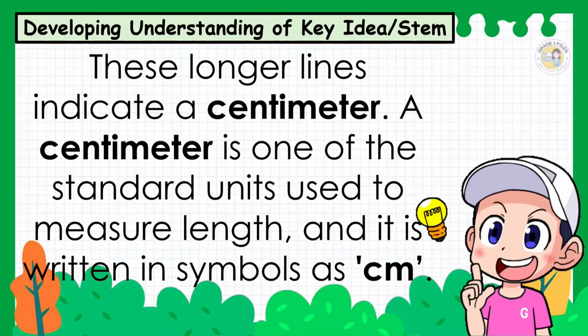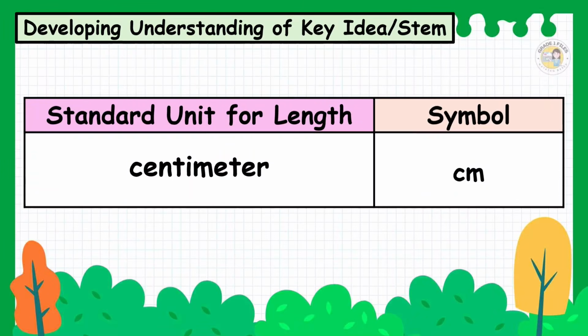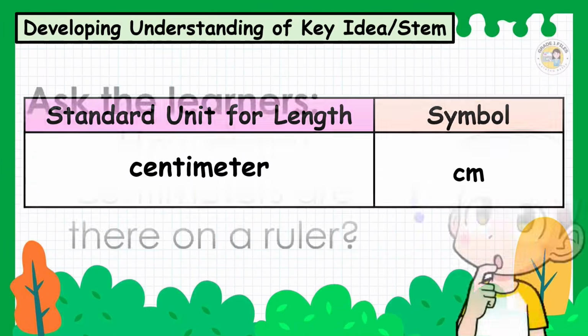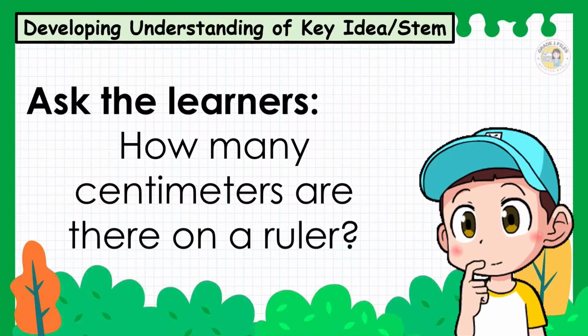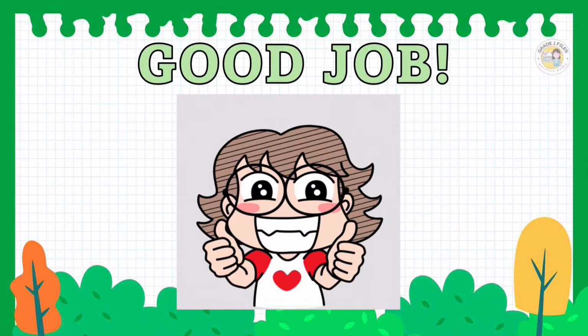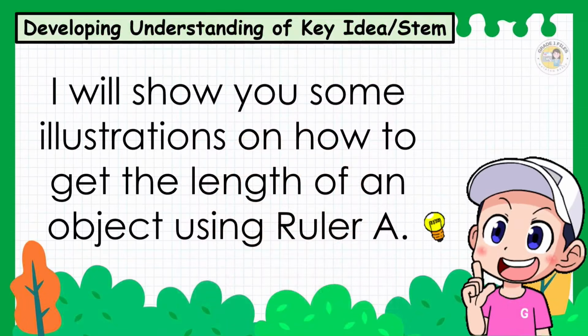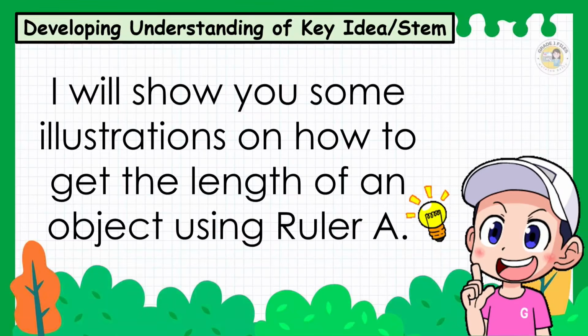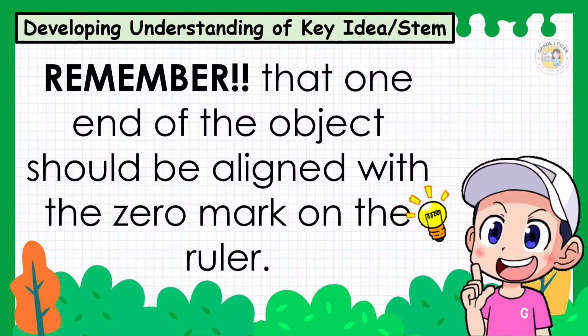These longer lines indicate a centimeter. A centimeter is one of the standard units used to measure length, and it is written in symbols as cm. How many centimeters are there on a ruler? I will show you some illustration on how to get the length of an object using ruler A. Remember that one end of the object should be aligned with the 0 mark on the ruler.